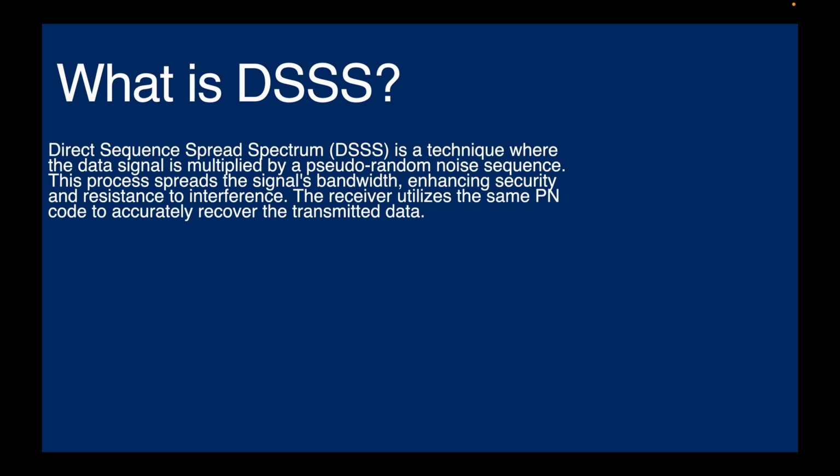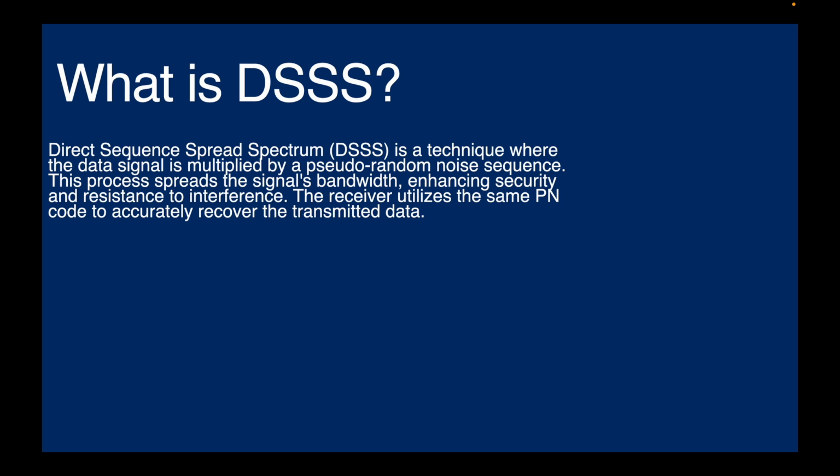What is DSSS? It is direct sequence spread spectrum, the technique where the data signal is multiplied by a pseudo-random noise sequence. It is a deterministic stream of ones and zeros, looks random but repeats after a very long period. This process spreads the signal's bandwidth, enhancing security and resistance to interference. The receiver utilizes the same PN code to accurately recover the transmitted data.